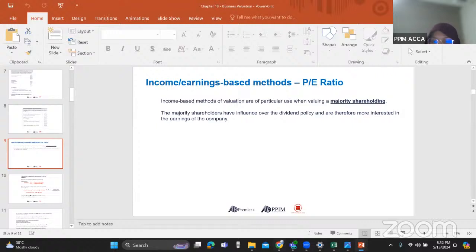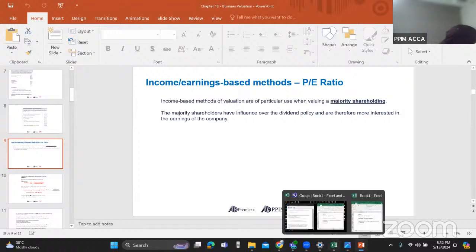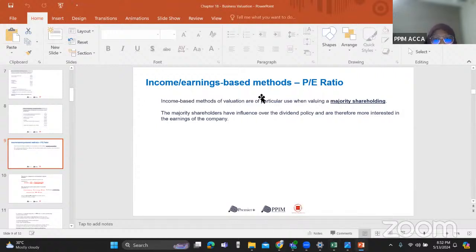So in this question, what are they asking? Which two of the following are problems in using the price earnings ratio method to value a company? Just read through this. It's saying income-based methods of valuation are of particular use when valuing a majority shareholding. So first, there is a problem. If you want to value a majority shareholding only, this PE ratio is worthwhile. If you're talking about a minority shareholding, it doesn't make sense.